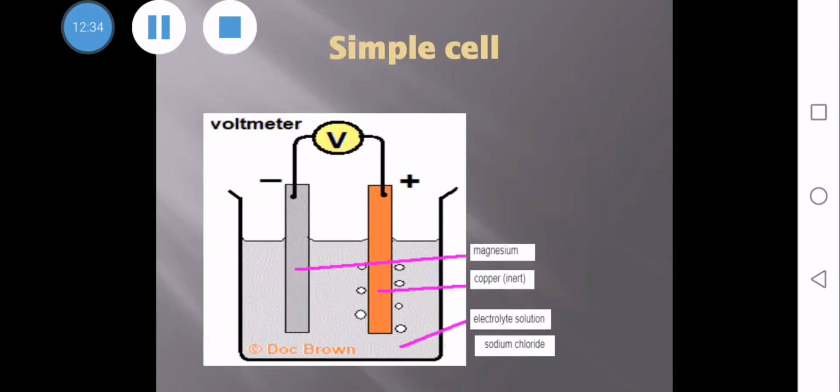So what is a simple cell? In a simple cell, you can check the voltmeter for the voltage, and here is the negative electrode and the positive one. The negative electrode should be the more reactive metal, and the positive electrode should be the least reactive metal, so that electrons can flow from the higher to the lower one. You can see the voltage, and the greater the distance between the more reactive metal and the least reactive metal, the more voltage is produced.